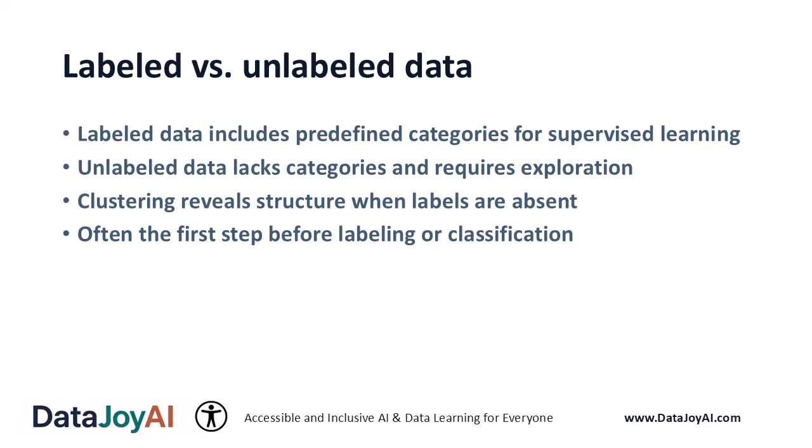Labeled versus unlabeled data. The chapter draws a clear distinction between labeled and unlabeled data. Labeled data includes categories like fruit or vegetable and supports supervised learning. Unlabeled data has no such categories, which makes clustering essential. When you don't know how to group your data, clustering helps reveal natural patterns.